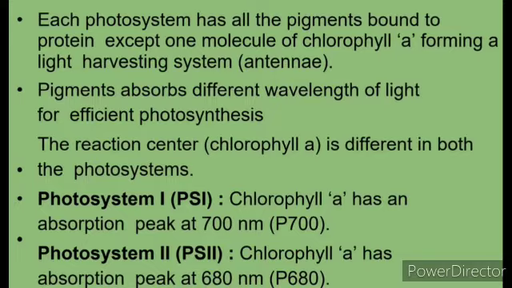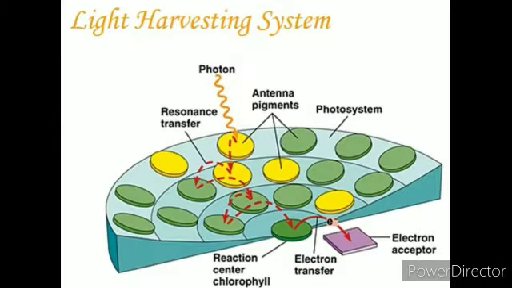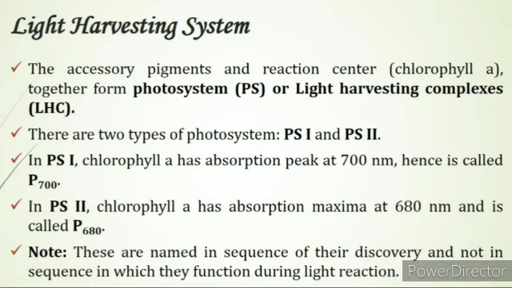The reaction center, chlorophyll A, is different in both the photosystems. In photosystem 1, chlorophyll A has an absorption peak at 700 nanometer, that is called P700. In photosystem 2, PS2, chlorophyll A has an absorption peak at 680 nanometer, P680. Light harvesting system: the accessory pigments and reaction center, chlorophyll A, together form photosystem PS or light harvesting complexes, that is LHC.